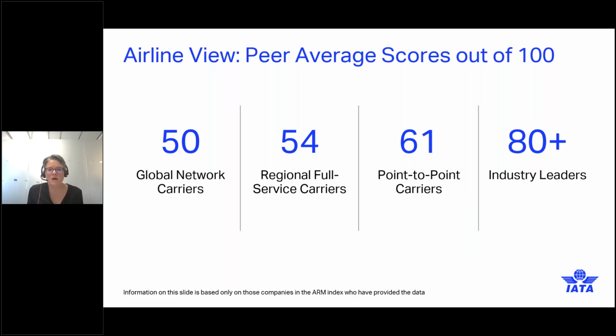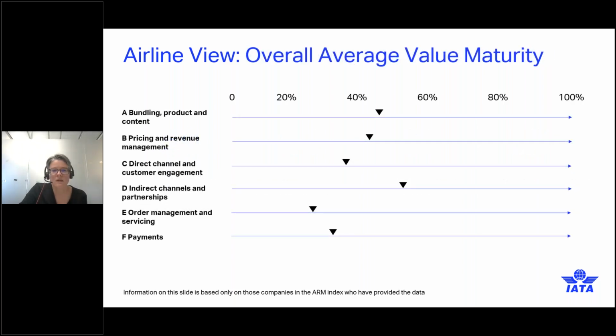So out of a scoring of 100, the global network carriers are at 50, the regional are at 54, and the point-to-point, which are LCCs, is at about 61. And they're all moving forward, but it's not that every carrier is forward. We have some, as you can see from the industry leaders, that are well over 80 out of 100 in their score, and we have some that are at 3 or 4, and many airlines that haven't even come into the ARM index yet. So this is a big industry transition. This is a big industry movement, but movement is happening, and we're very excited about that.